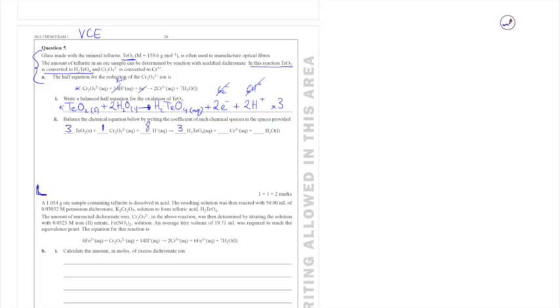My Cr3+, I only have 2, no need for any sort of multiplication. And for my water, well, for my oxidation, I have overall 6 on the left-hand side, again, 2 times 3. But I'm going to have 7 on the right-hand side. Subtracting the 6, that leaves me with 1 molecule of water left over. Fantastic. So hopefully you got most of that stuff, guys.